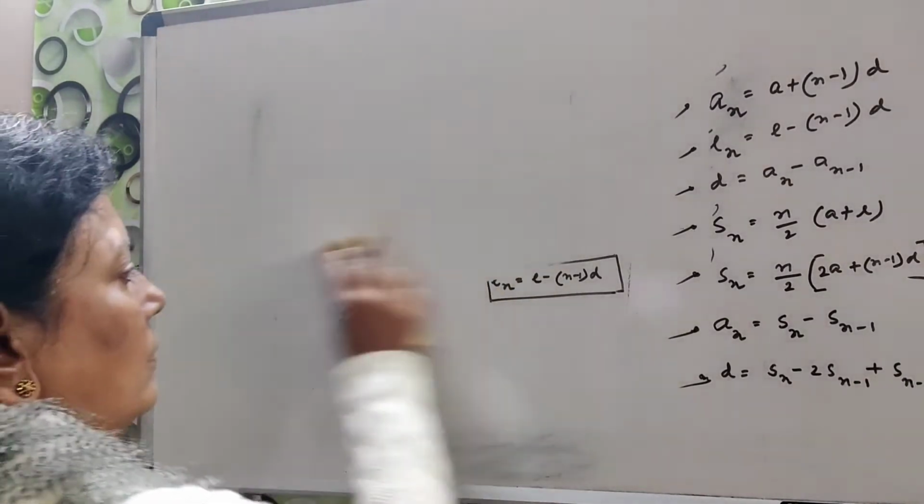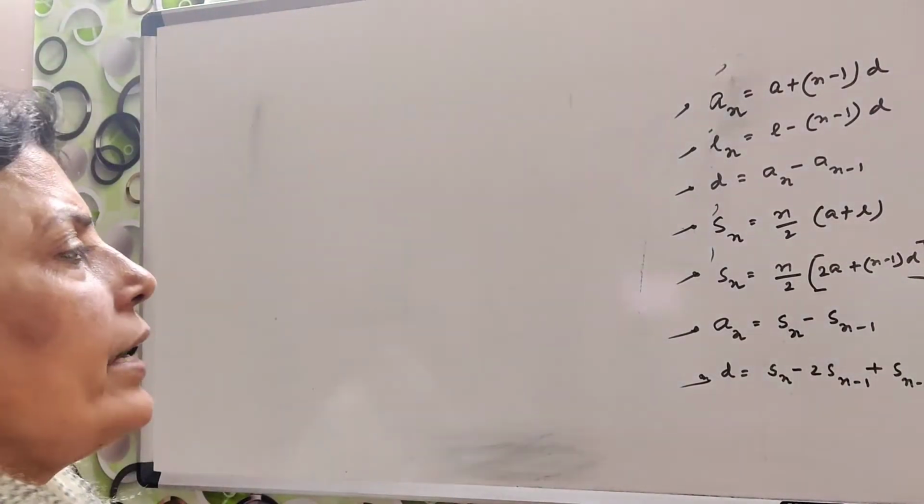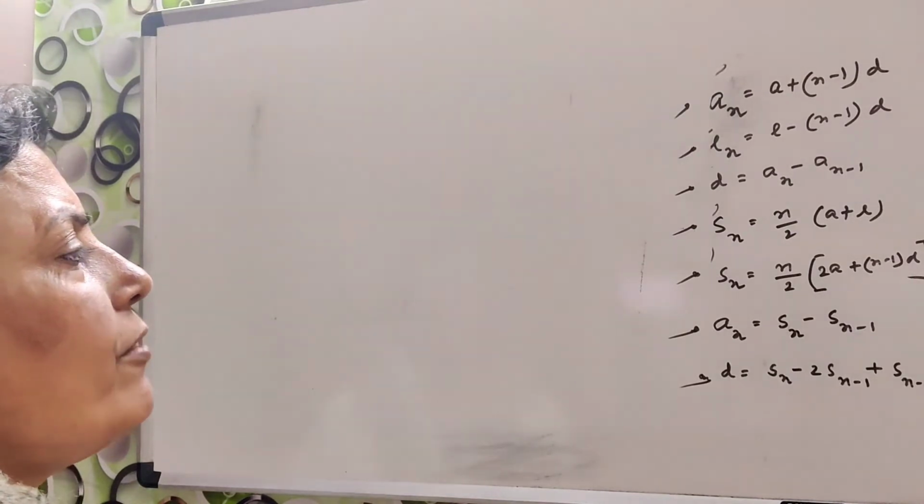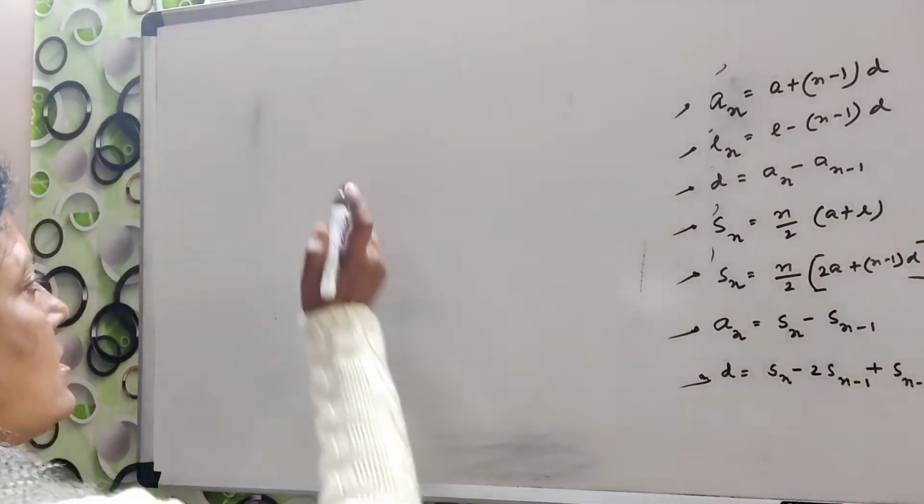Now we can write the general formula of the common difference, that is D.